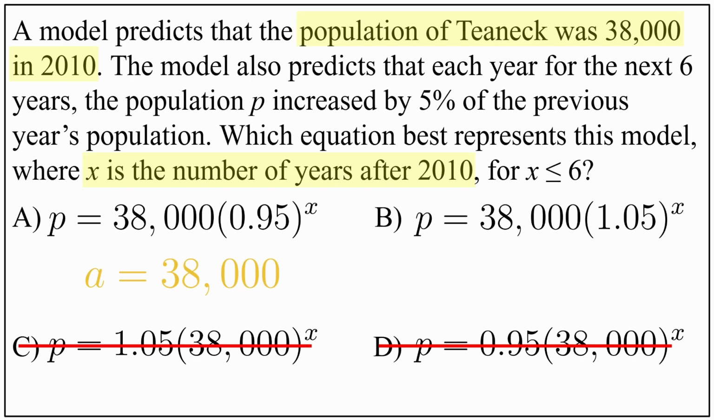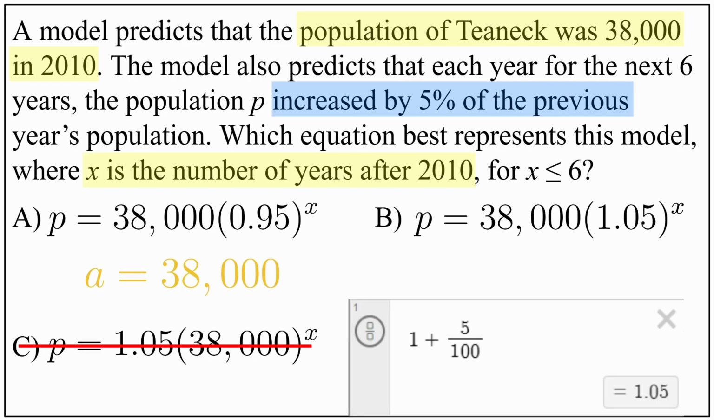And now we're going to try to find B. So it says the population increased by 5% of the previous year. So remember we said that means it's exponential. So that all looks good. So to do a 5% increase, we do 1 plus 5 over 100. So A is 38,000 and B is 1.05. So the equation should be 38,000 times 1.05 to the x, which is choice B.